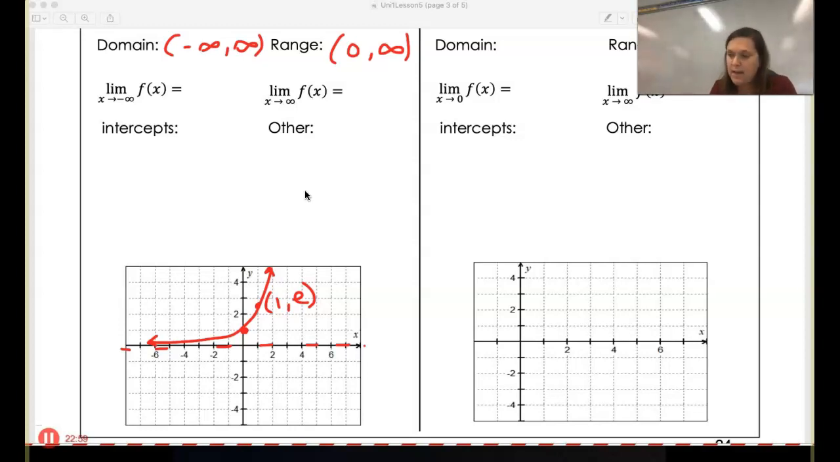And then my end behavior, we're getting closer and closer to 0. My right behavior, we're going all the way up to +infinity. My intercepts, I have a y-intercept at 0, 1. There is no x-intercept. We have a horizontal asymptote at y equals 0. Is there symmetry? No symmetry.